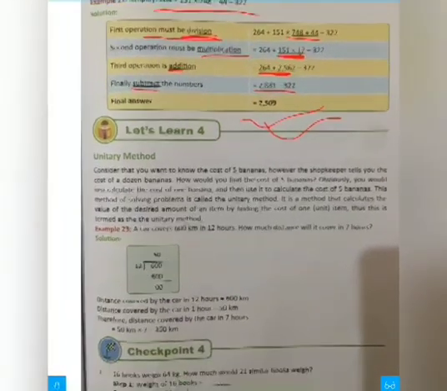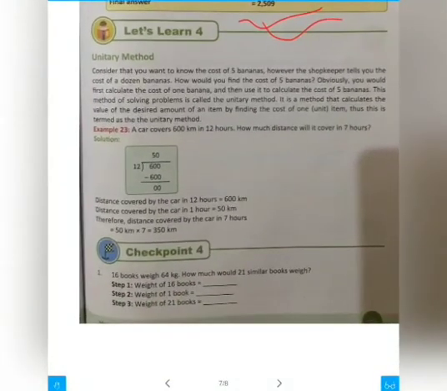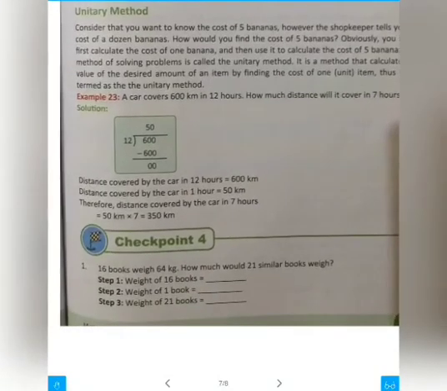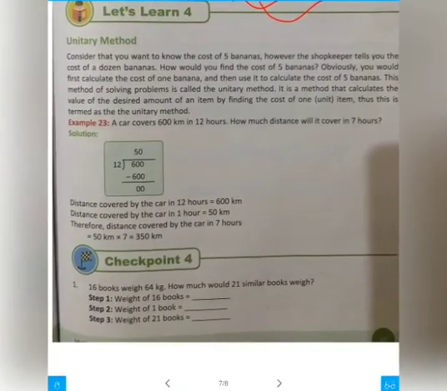Now this is the checkpoint which is based on division. You can do it by unitary method. What is unitary method? I will explain it to you in this example number 23. A car covers 600 kilometers in 12 hours. How much distance will it cover in 7 hours?